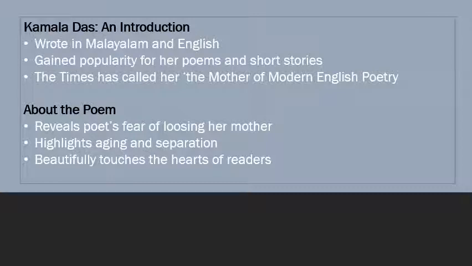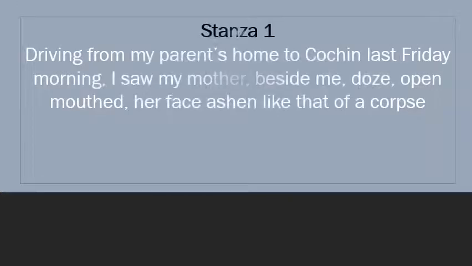The poet is moving towards the airport. She is going to be physically separated from her mother, and her mother's old age has made the fear of loss and separation and the emotions of the poet come to the surface. Dear students, now let us begin stanza by stanza. So here in the first stanza, in these lines, the poet has described a very personal experience.